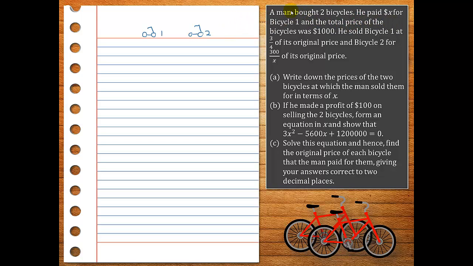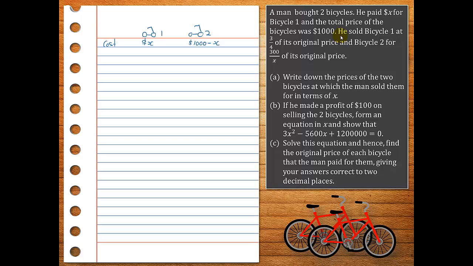He paid X dollars for bicycle 1. So, what this means is that the cost of bicycle 1 is actually X dollars. And what is the cost of bicycle 2? Since the total price is $1,000, bicycle 2 will be $1,000 minus X.